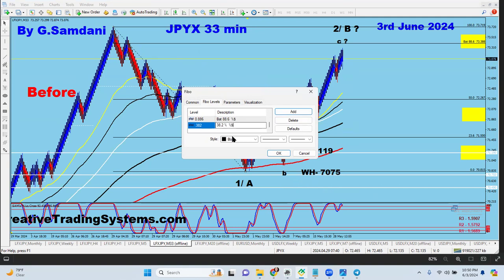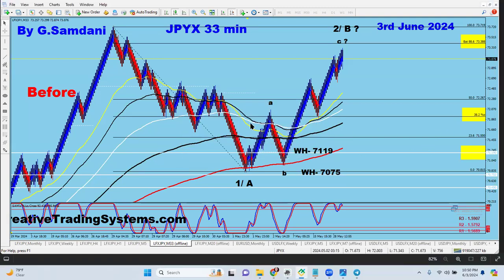Boom, boom. Right? So what happened? This is what happened. This is 50, but you see this here? Exactly 38% touch. And actually between 38 to 50, right? What the heck happened? 38.2%.